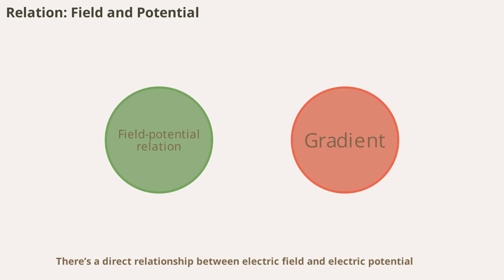There's a direct relationship between electric field and electric potential. The electric field at a point is the negative gradient of the electric potential at that point. In simpler terms, the field points in the direction where the potential decreases most rapidly. This relationship allows us to move between descriptions of force and energy, providing flexibility in solving electrostatics problems.